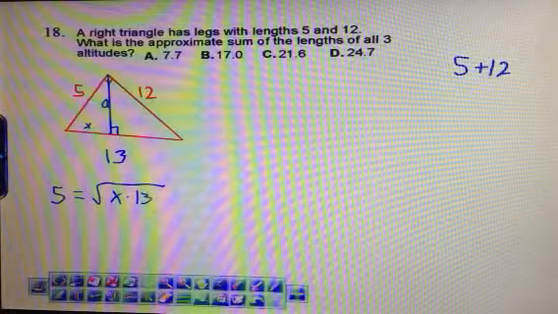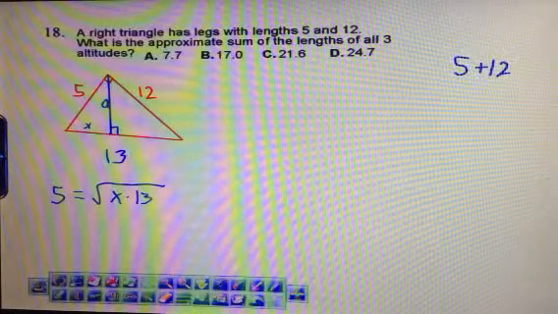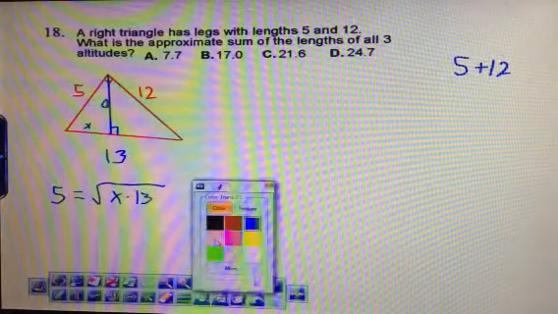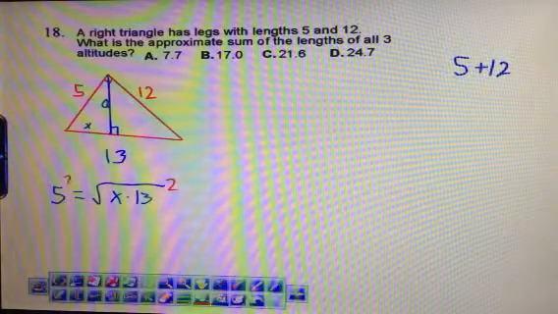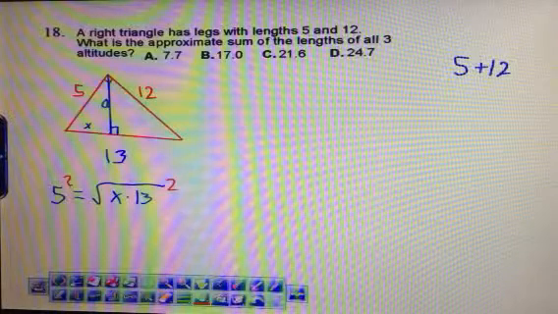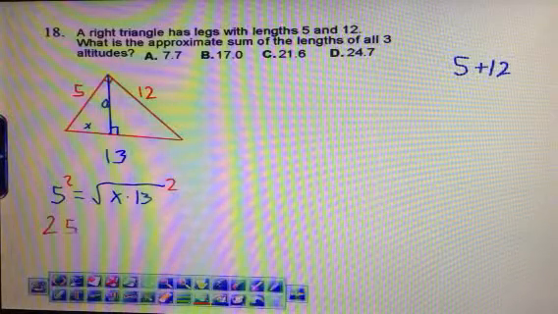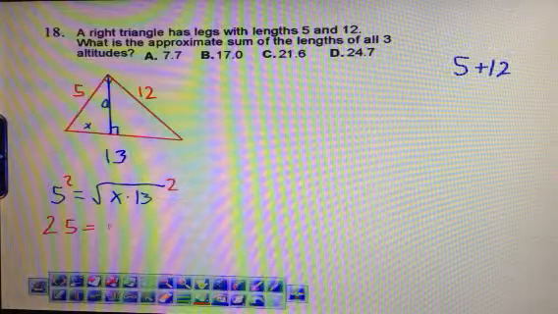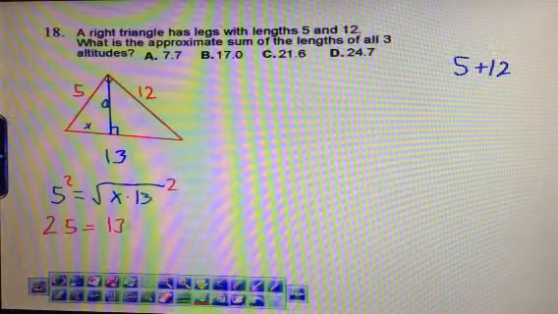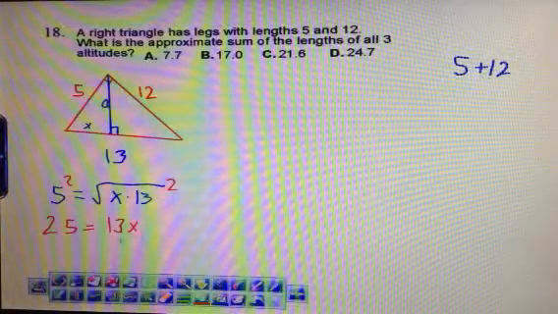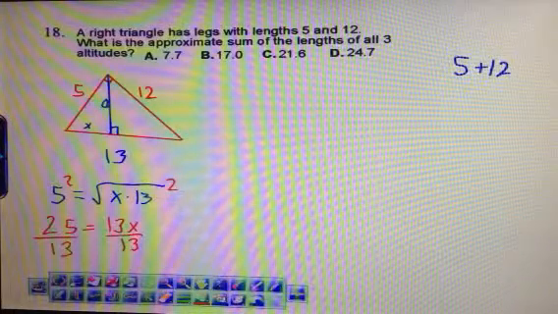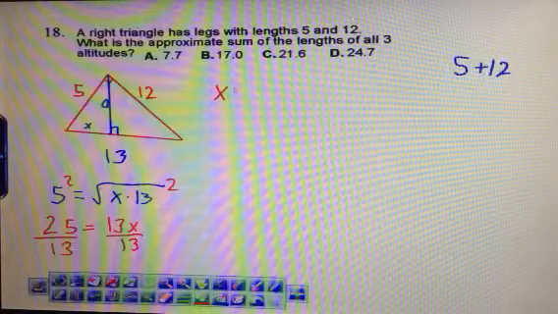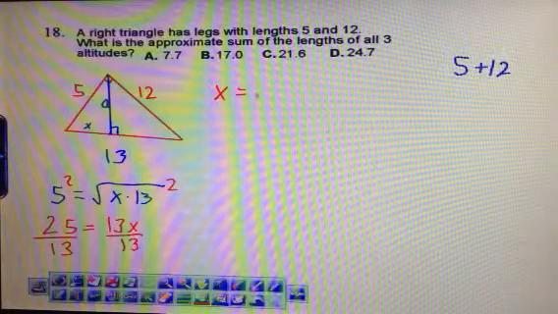So we could write it like that. Now if we're trying to solve this for x, we would square both sides. So we'll raise both sides to the second power, so we'll get 5 squared, that's 25, equals the square root and squared cancel each other out, so we end up with x times 13, or 13x. If we divide both sides by 13, we get x equal to 25 over 13.